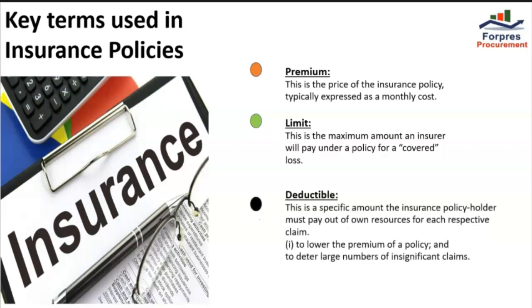Another one is deductible. This is a specific amount the insurance policyholder must pay out of own resources for each respective claim. Deductibles are typically applied per each type of claim and serve two purposes. Number 1 is to lower the premium of a policy, and number 2 is to deter large numbers of insignificant claims.